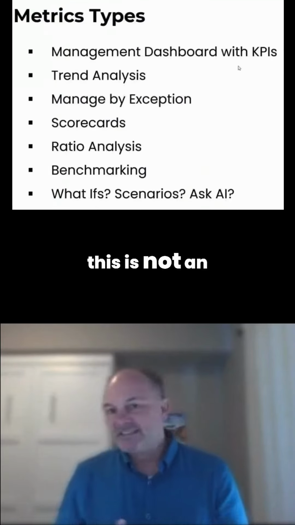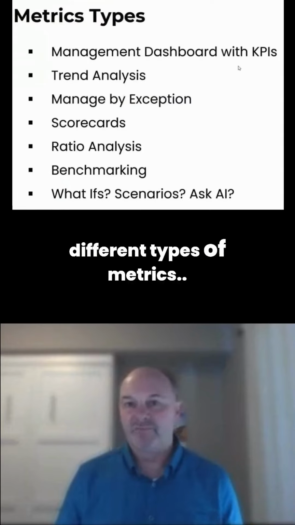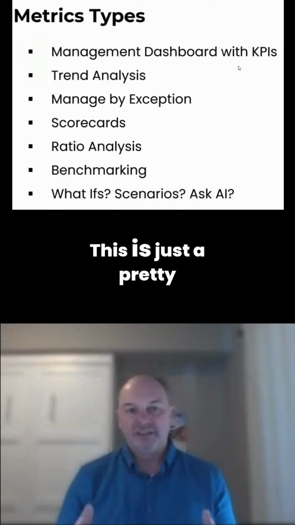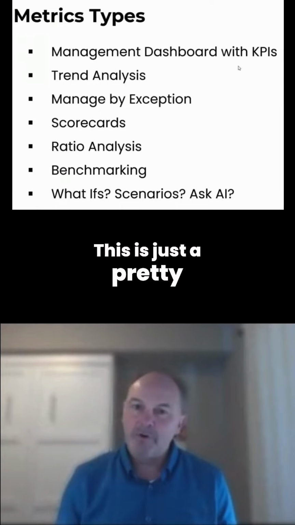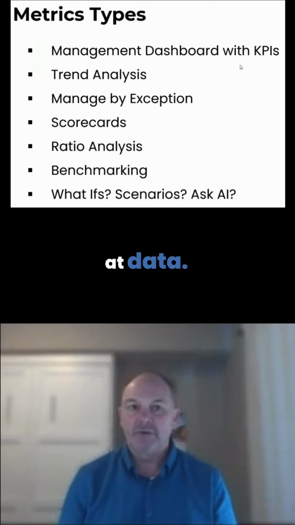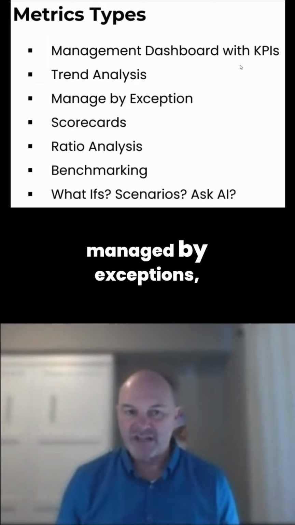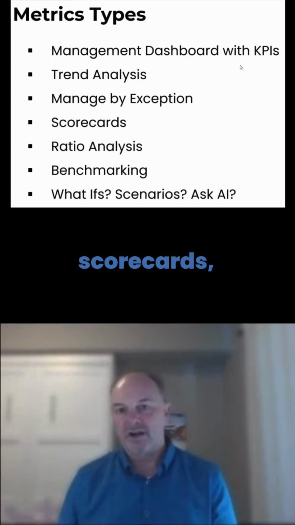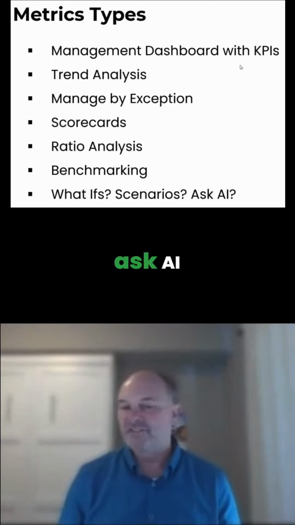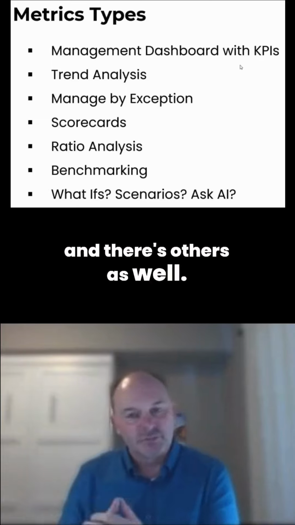So this is not an extensive list, but what are the different types of metrics, right? How can I look at the data? This is just a pretty solid example of different ways you could look at data, right? We can have dashboards and KPIs, trend analysis, managed by exceptions, scorecards, ratios, benchmarking, the ability to do what ifs, ask AI, all of those things kind of fall into this, and there's others as well.